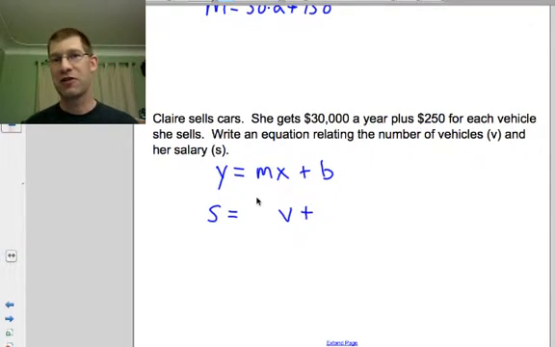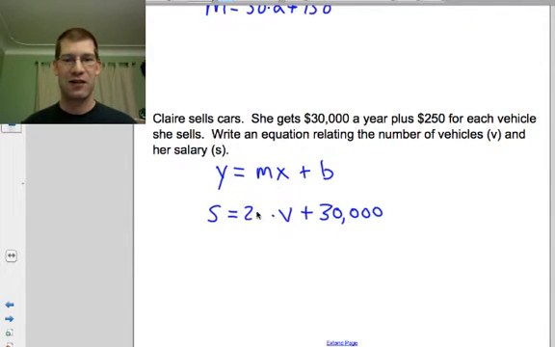Now we have our slope and our starting amount. The starting amount is what she makes before selling anything. That's $30,000, which is perhaps a bit high. I haven't checked out salary for that kind of job. But then m is her slope, which is connected to V, the number of vehicles. Logically it makes sense that it'd be the 250, that she gets 250 for each vehicle sold. And that would be an equation for Claire's salary. That rounds out all the notes for section 1.